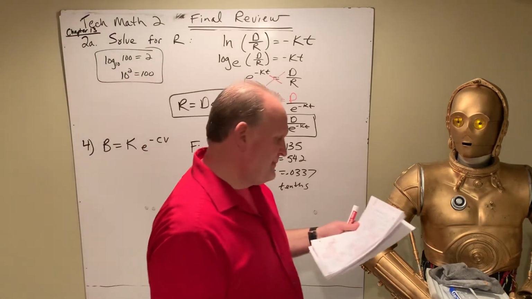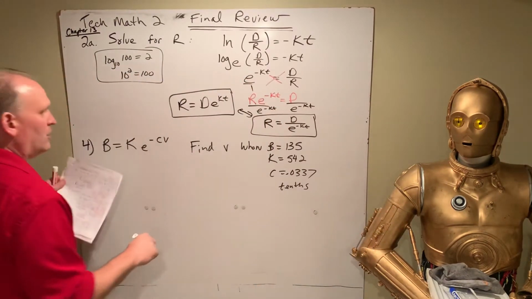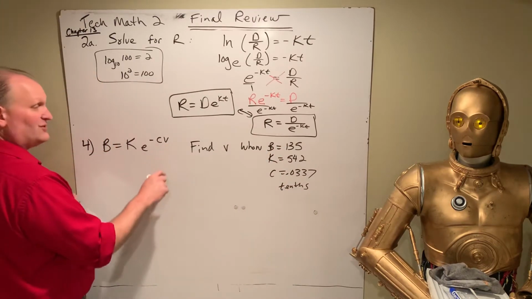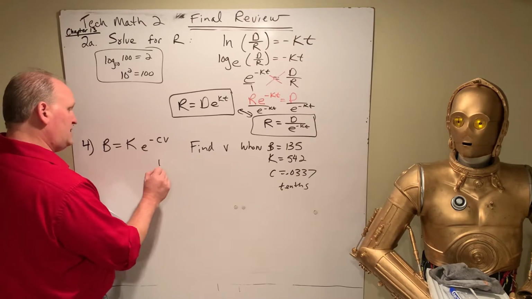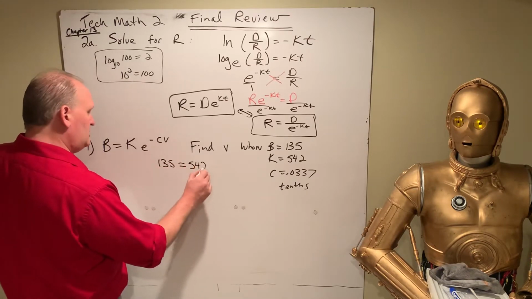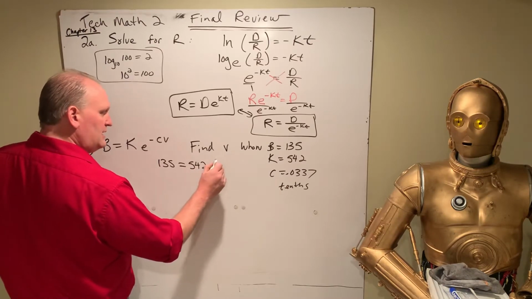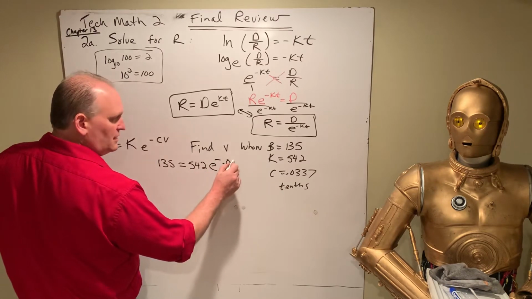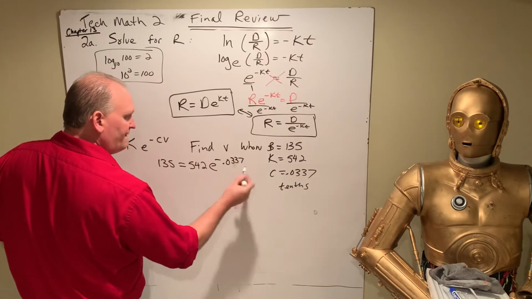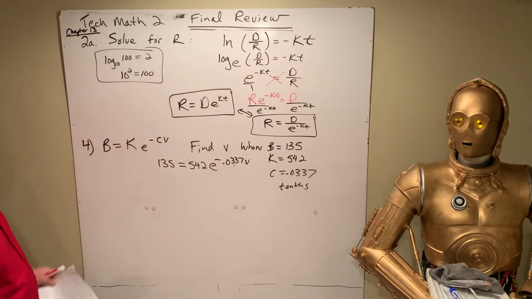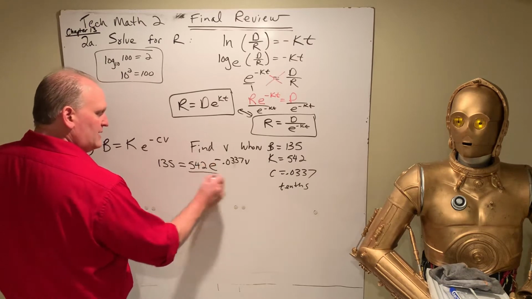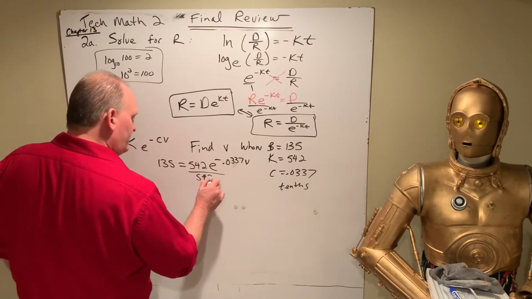All right? Okay. So number 4, find V when B is equal to all that. Ooh, so V is up there. So this is another kind of tough problem. Let's see. We got 135 is equal to 542 e to the negative 0.0337 V. Whew. So let's isolate the e. Let's get e all by itself. We'll divide both sides by 542.